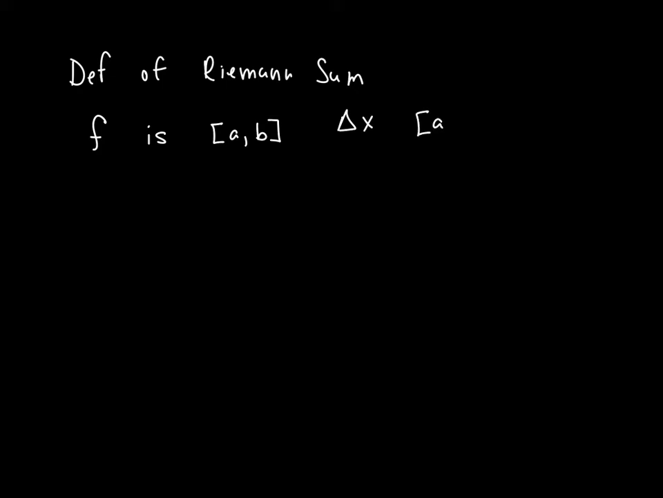Right. The definition of our Riemann sum goes like this. First, f is defined on the closed interval that goes from a to b, and the partition, we'll call that delta x, goes from a to b. Remember, a partition just means our width.